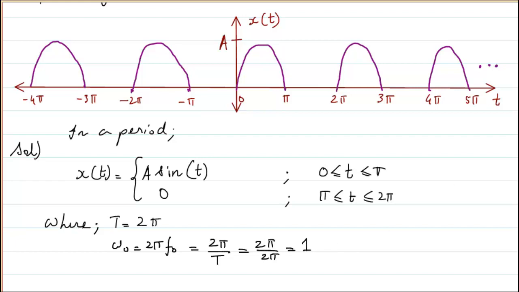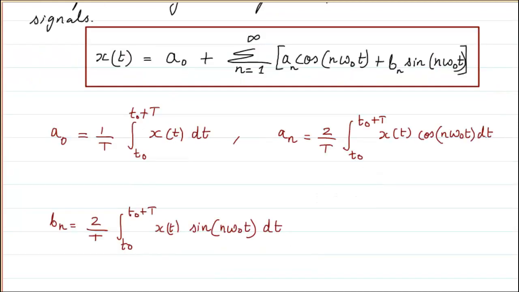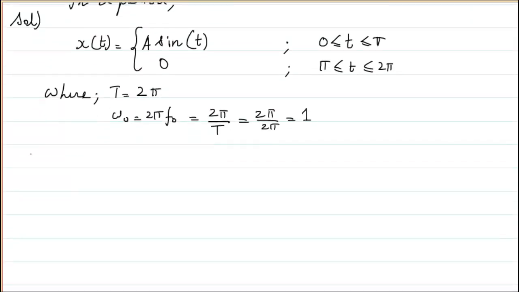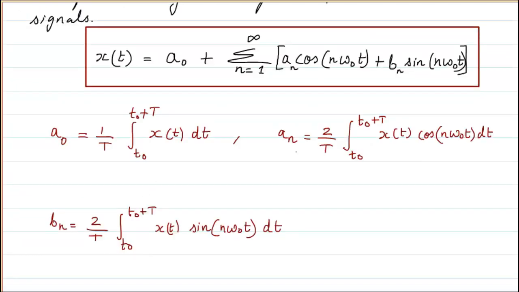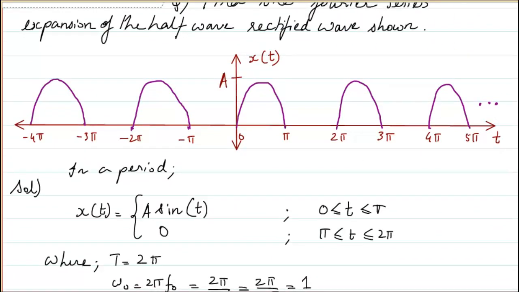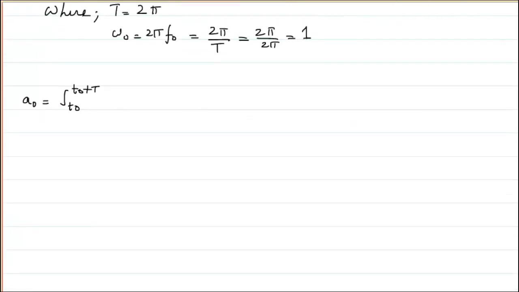Now based on this we have to write the equations. First I will write a naught. A naught is integrating from T naught to T naught plus T. That is what we have studied, correct? So what is T naught here? We can see that the signal starts at 0 and goes all the way up to 2 pi, so I will write from 0 to 2 pi.